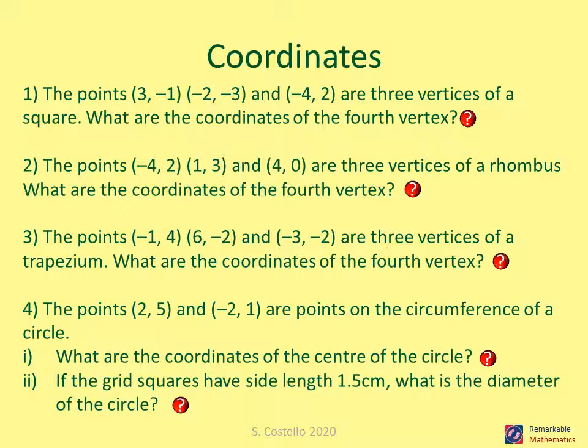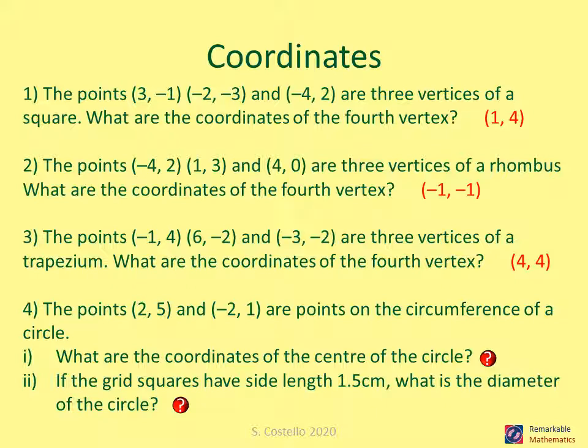So question 1, the missing vertex or corner is (1, 4). Question 2, the missing vertex of the rhombus is (-1, -1). For 3, the missing vertex of the trapezium is (4, 4).